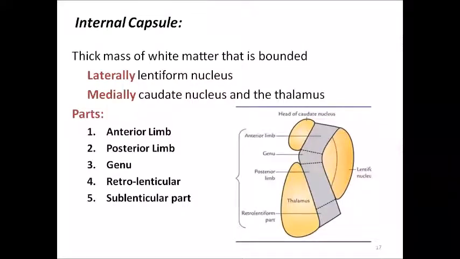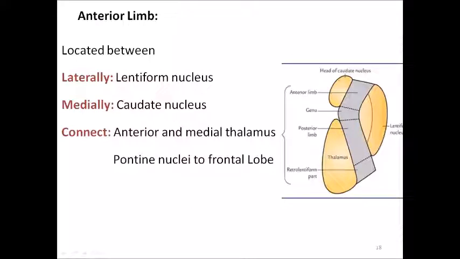Internal capsule is a thick mass of white matter that is bounded laterally by the lentiform nucleus and medially by the caudate nucleus and the thalamus. It has 5 parts: anterior limb, posterior limb, genu, retrolenticular part, and the sublenticular part.